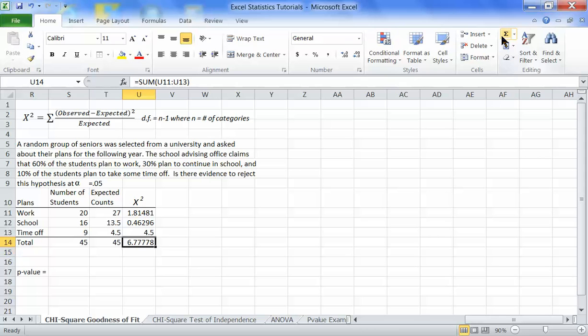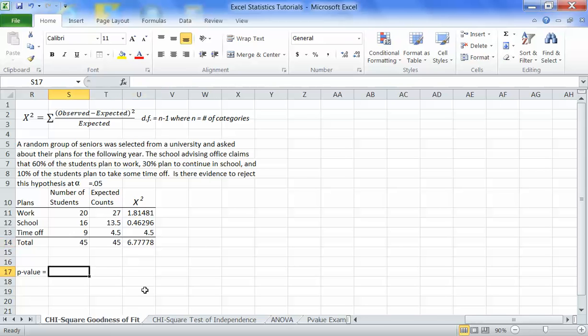So for my chi-squared test statistic, there are 3 categories, so I have 2 degrees of freedom. My chi-squared test statistic with 2 degrees of freedom is 6.777, and so on.